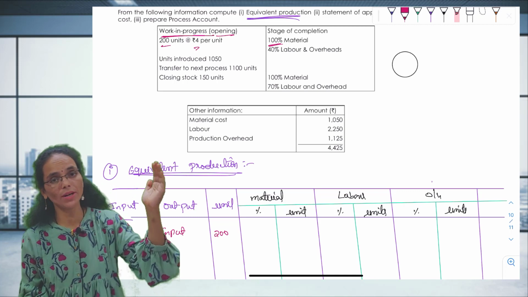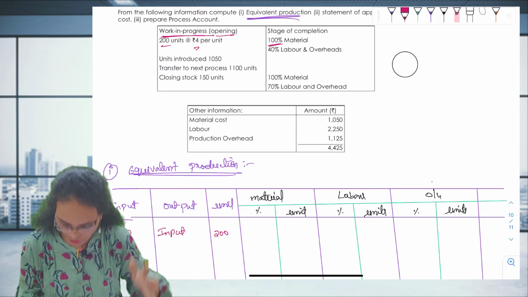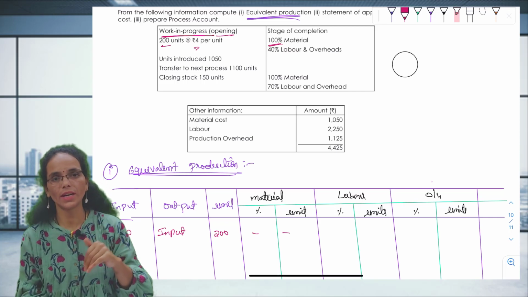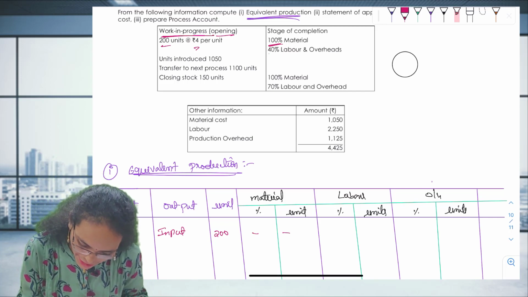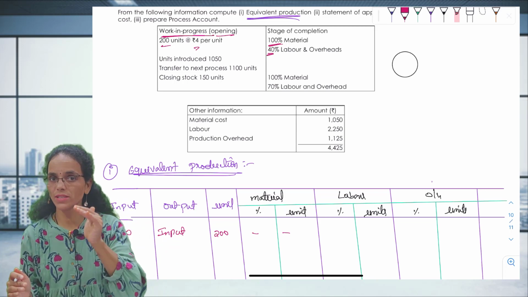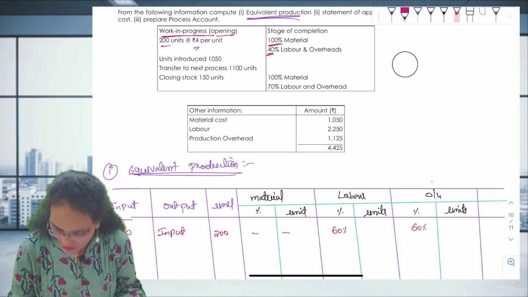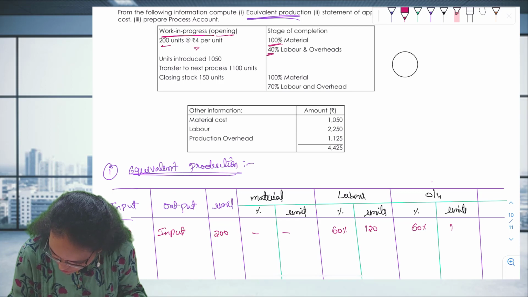Material 100% completed in the previous one only. So 100% of the material is already completed. Now not required to incur. So in the current process, we will not be incurring anything. Labor 40% incurred in the previous process, but in the current process, the remaining 60% has to be incurred. 60% here, 60% here. 200 into 60%, that is 120. Here also 120.